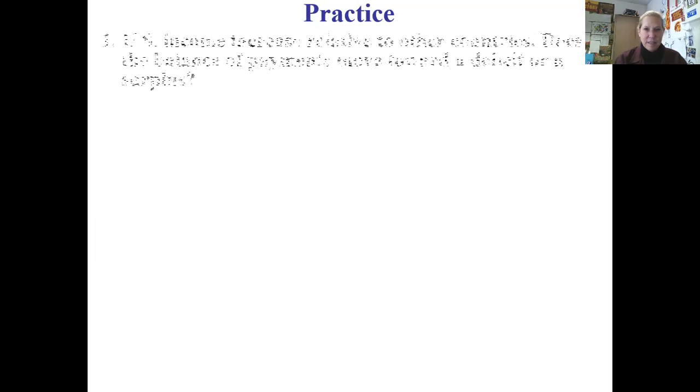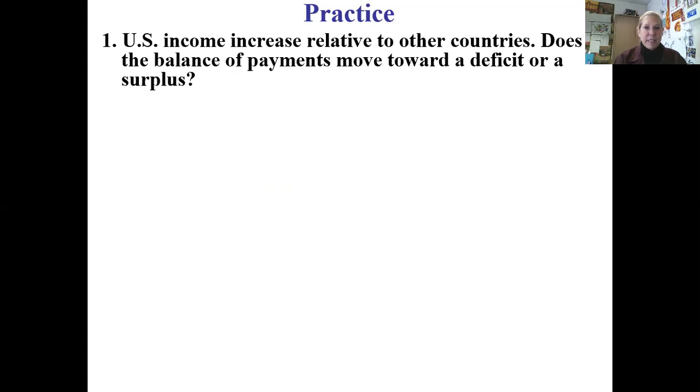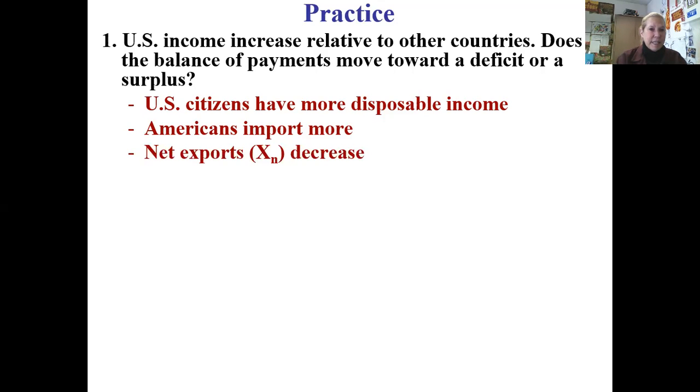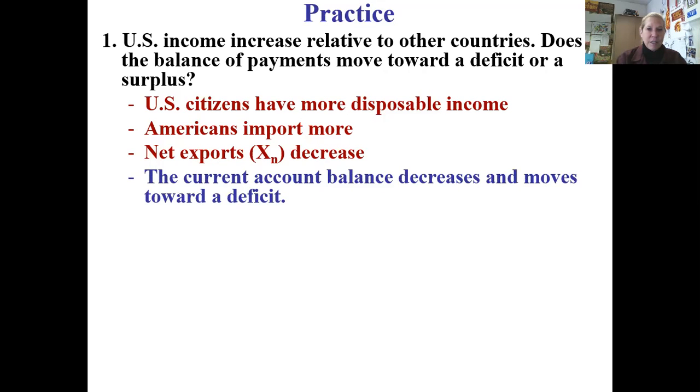Practice, more practice. Okay, U.S. income increases relative to other countries. Does the balance of payments move toward a deficit or a surplus? Can you answer that? U.S. citizens have more disposable income. Americans import more. Net exports, X to the N, decrease. And the current account balance decreases and moves towards a deficit.